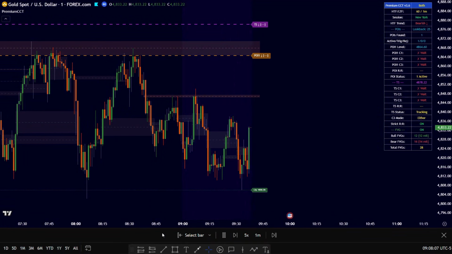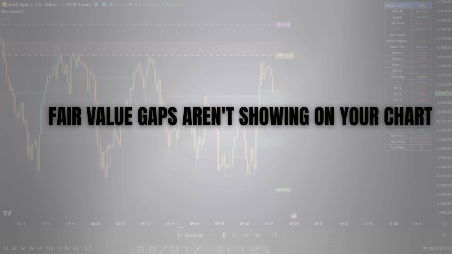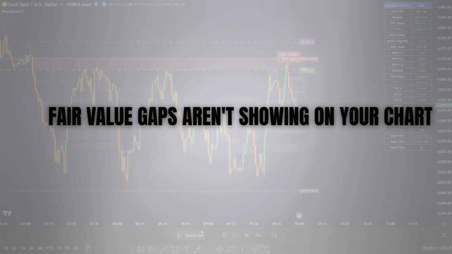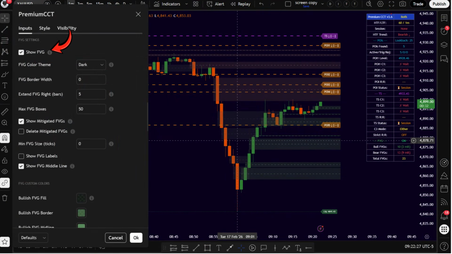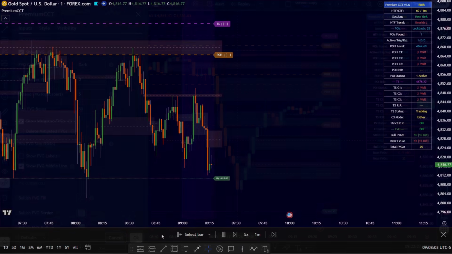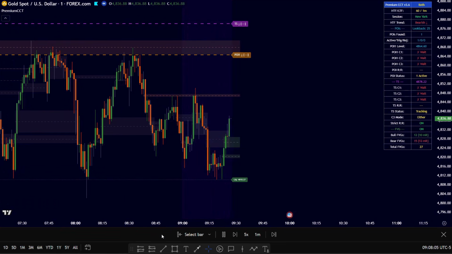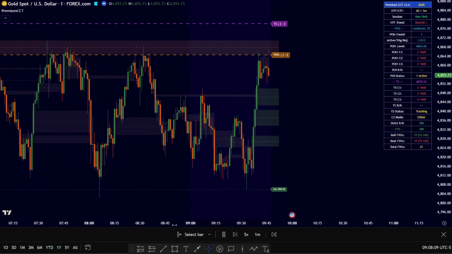The fifth scenario is when fair value gaps aren't showing on your chart. Let's go through the checklist. First, is the Show FVG setting enabled? Check your indicator settings. Second, are you inside the setup period? FVGs are only drawn after a setup forms. If there's no active setup, there are no FVGs.